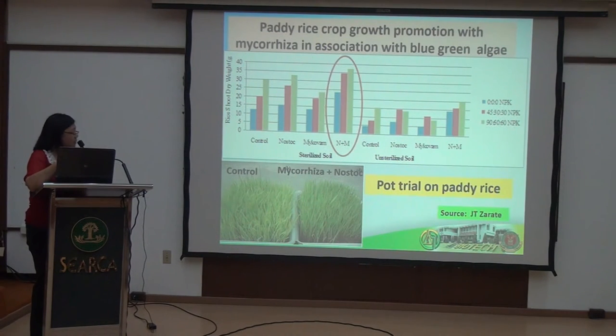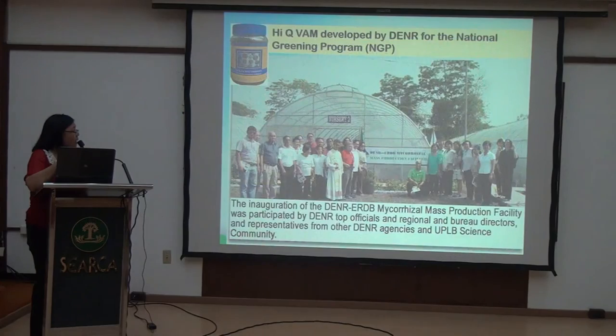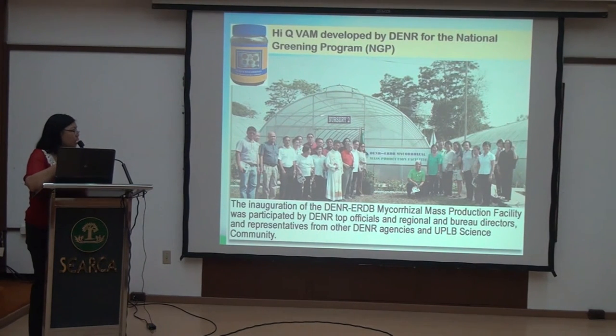On the other oversight for the deforestation with the NGP or the National Green Program of President Aquino, they used microbump for a while in the initial stage, but then DENR was able to establish or produce the high cubum, and they were able to produce four nursery plantations, nursery production area all over the country for the production of mycorrhiza. So this was used in reforestation.